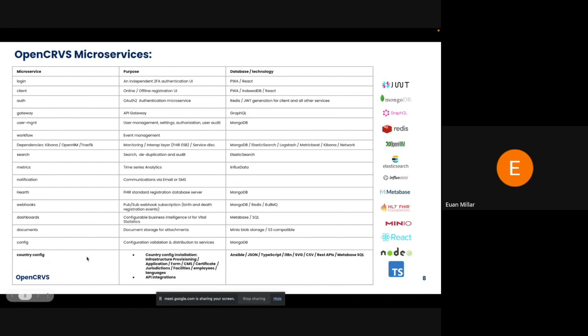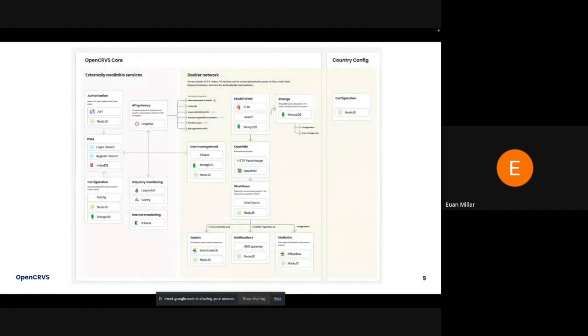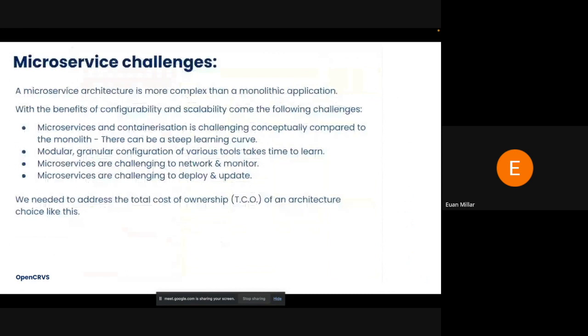This is the service which you use when you want to configure the infrastructure that OpenCRVS is installed on, application settings, your form configuration, your content, your languages that you support, the certificates that you configure, and any APIs. I'll talk more about that in the next section when I talk about cost of ownership. I won't talk about this in much detail at all, but there's a diagram of how these services are deployed, which ones are externally available, which ones are inside the Docker network, and where the country config sits in this architecture. And this is available on a documentation website, and you can look at this again at your leisure.